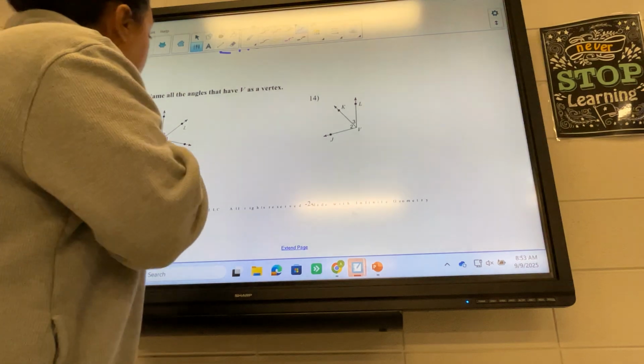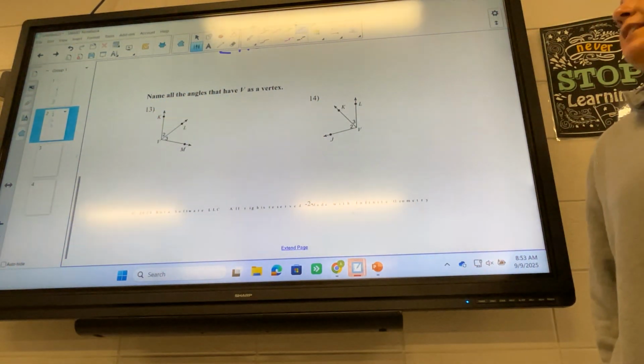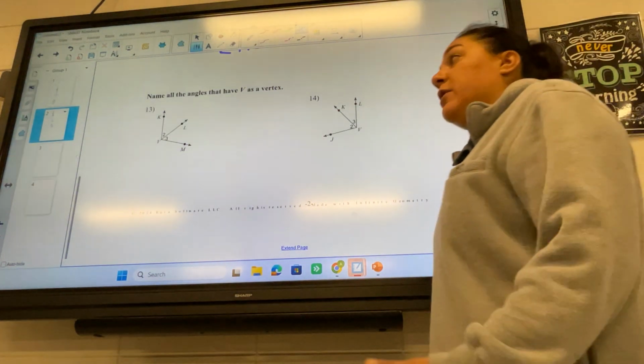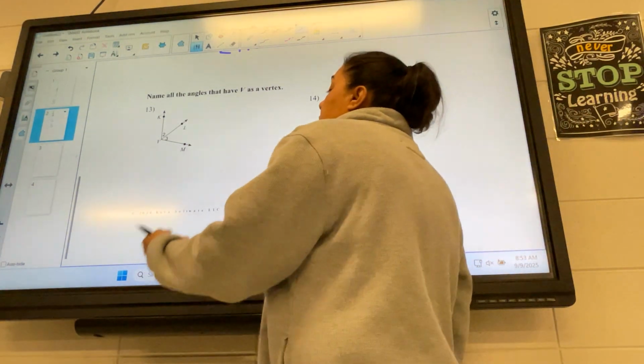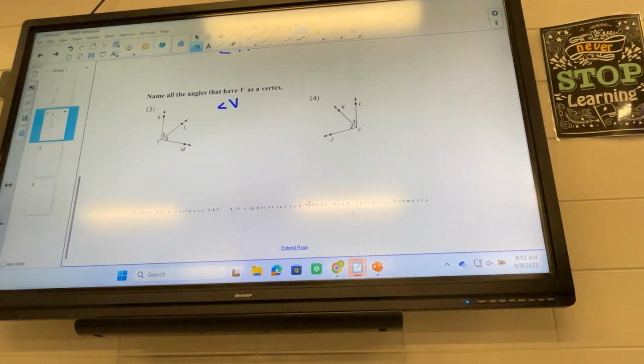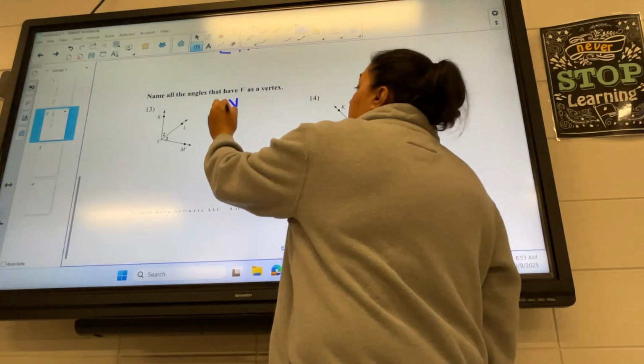For me, it says name all the angles that have V as a vertex. So we're still naming angles, but there's gonna be a heck of a lot more. So start with the vertex, that's 1. What is the next easiest one to name? I would say 2 and 3.